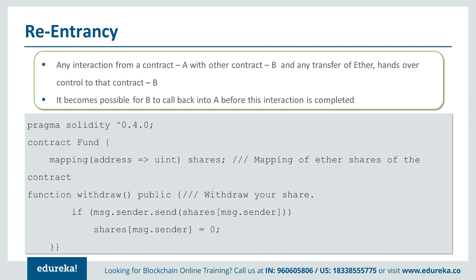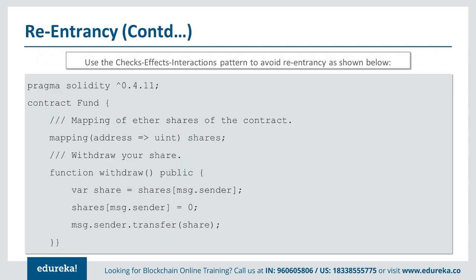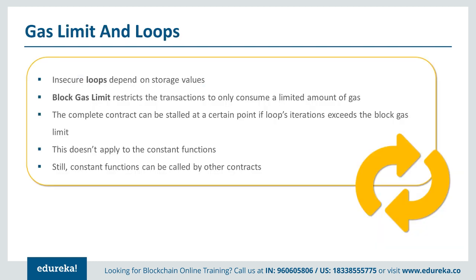Use the check effect interactions pattern to avoid reentrancy. Always put conditions. For recursion, we can always write a loop. If you have done programming, you might already know that recursion, or reentrancy, is just a replacement of a loop. So it's better to write a loop with an ending condition rather than writing a recursive call. Gas limit and loops.